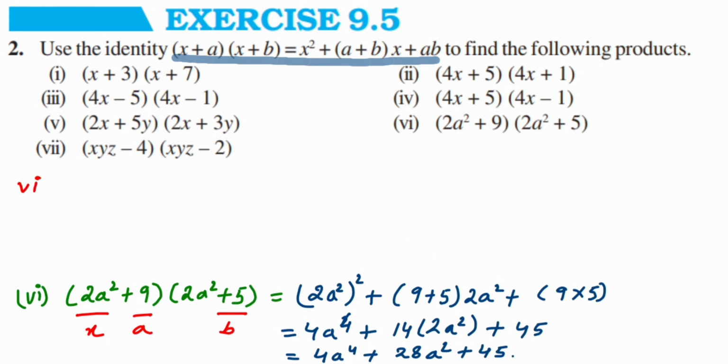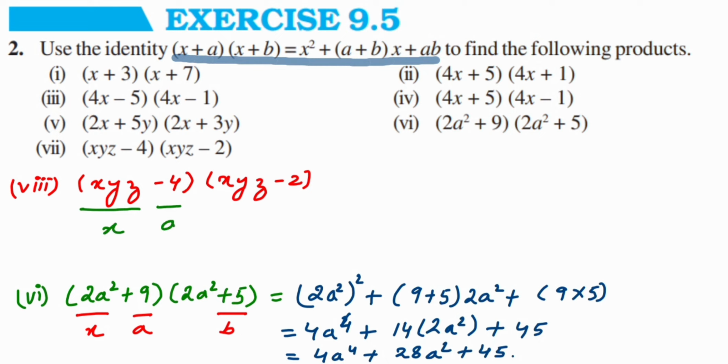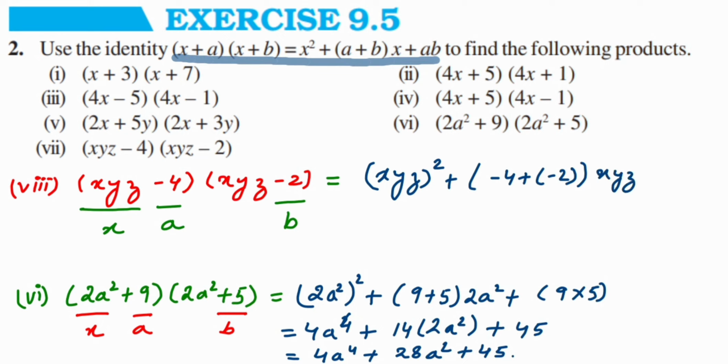Okay, so in the seventh problem it's something interesting, we have (xyz − 4)(xyz − 2). So just be careful here, the x value will be the complete xyz and the a value will be minus 4 and the b value will be minus 2. Just be careful with the signs again. So this is equal to (xyz)² plus, now add up a and b, we'll get minus 4 plus minus 2 into xyz plus, now multiply minus 4 into minus 2.